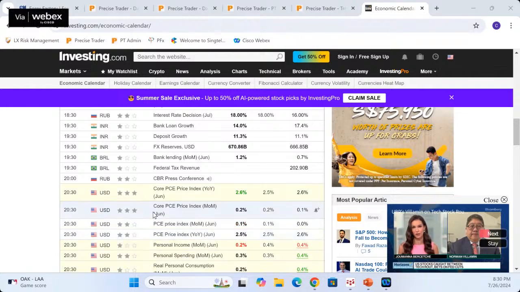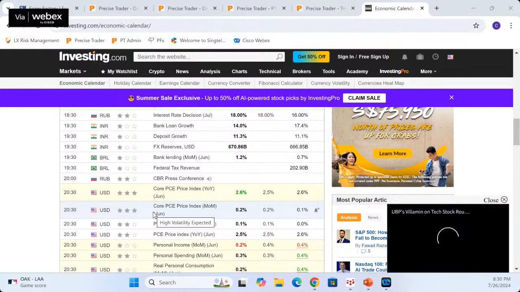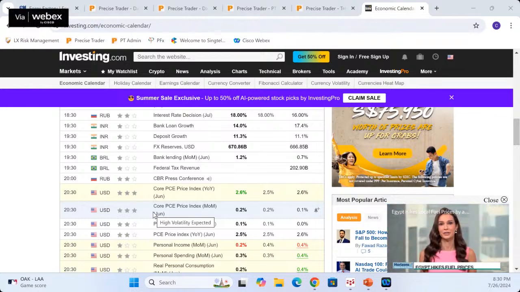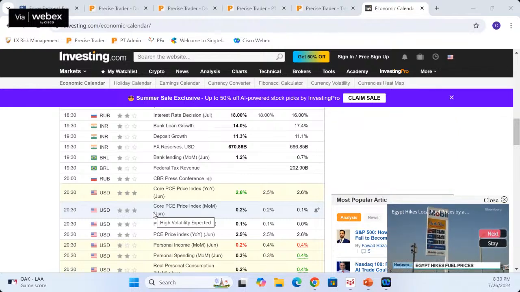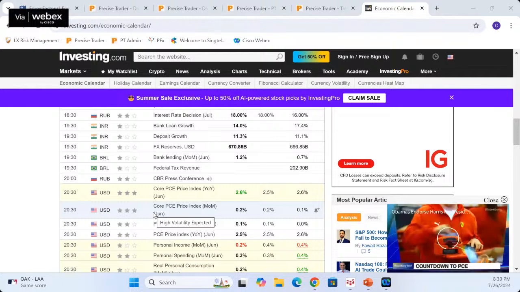Okay, 2.6. See, the data was good. So if the data is good, I think the dollar strength should come in. Let's see how the market responds for the next 1-2 minutes. Okay, we can stay in the trade. We'll see how it responds.